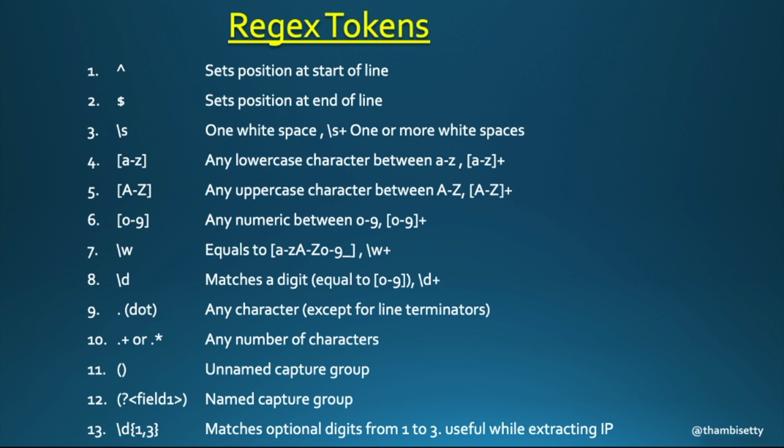Dot matches any character except line terminator. One line terminator example is backslash n, which is new line. Dot is useful to match unknown characters, meaning if the character is unpredictable at that position. Dot plus or dot asterisk or star matches any number of characters, for example, to match anything till end of line after something. Open and close parentheses represent unnamed capture group.